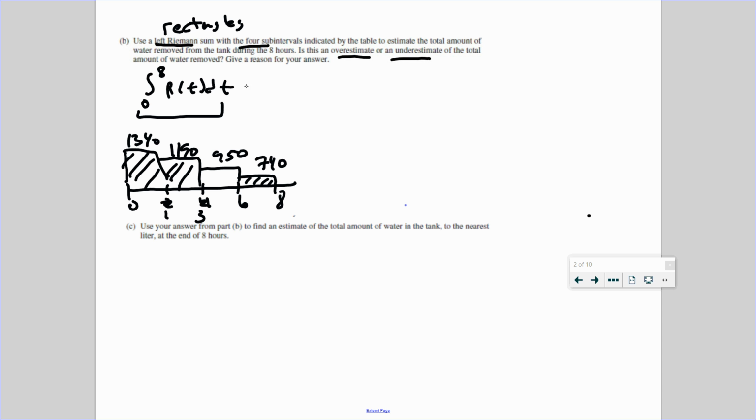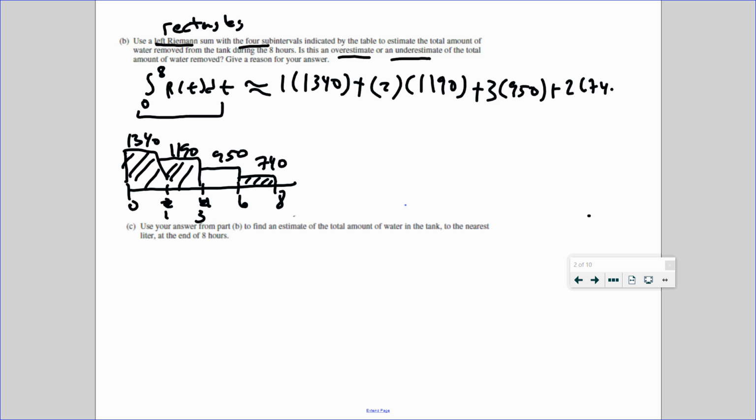And so to get our area, it's going to be approximately, because remember we're looking at an approximation, the first rectangle is 1 by 1340 plus the second one is going to be 2 wide times 1190. The next one is 3 wide, 3 times 950. And the last one is 2 wide, 2 times 740. Now, if you type all of that in your calculator, you're going to get 8,050.